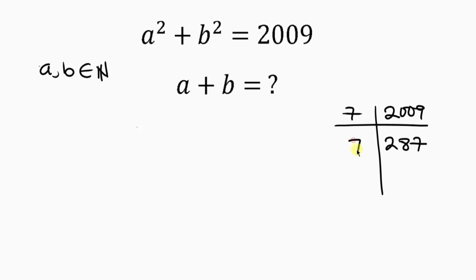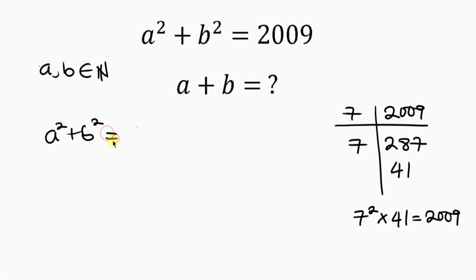287 divided by 7 gives 41. Well, 41 is prime, so we're going to stop there. So we have 7 times 7, which is 7 squared, times 41, that results to 2009. So on the left-hand side, we have a squared plus b squared to be equal to the right-hand side, the broken down value, 7 squared times 41.